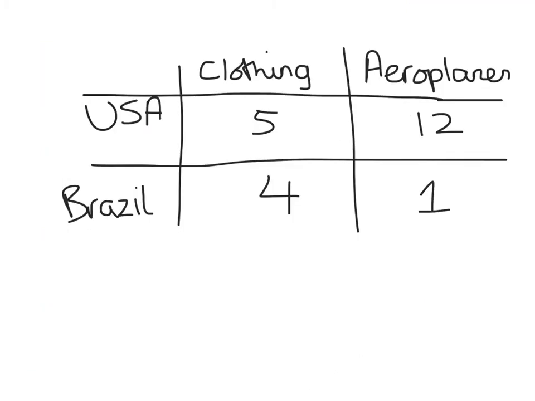So if we just look at an example here, we can see the USA and Brazil. This is just not a real example. It's really important to note that this is per worker. So when we look at these figures, it's per worker. Now, this one here might be a crazy figure, but anyway, the USA can produce 5 units of clothing and 12 units of airplanes per worker, whereas Brazil can produce 4 units of clothing and 1 airplane per worker.